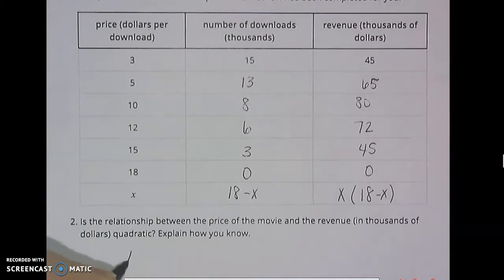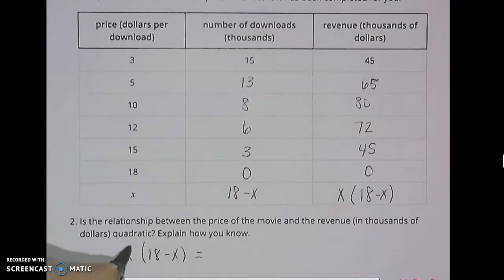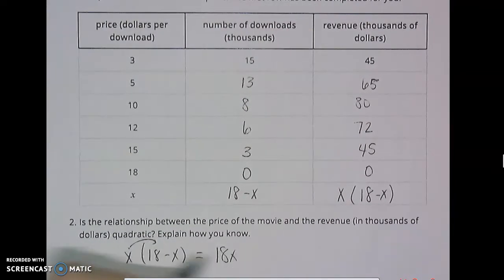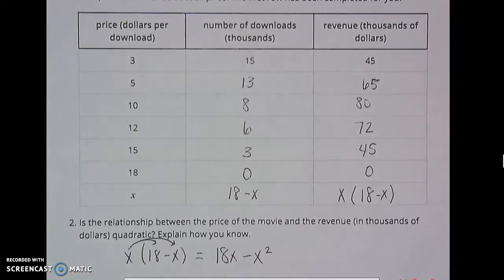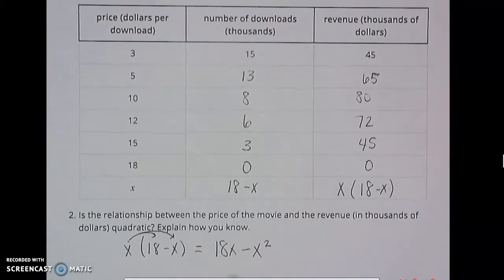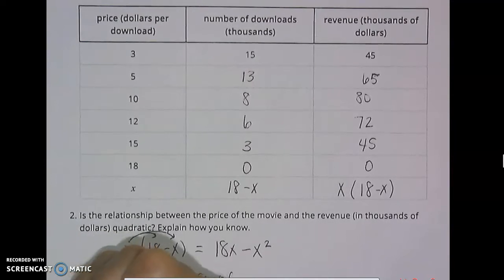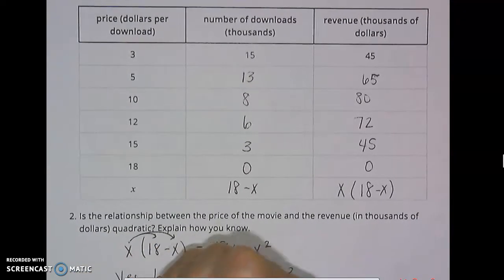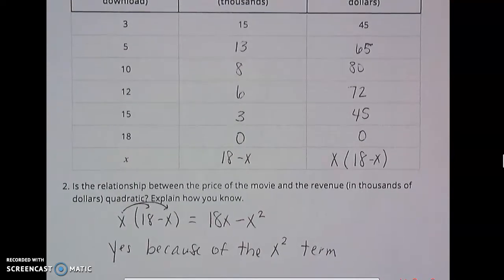Well, if we have x times 18 minus x, that's our expression here. If we distribute this in, that means we would have 18x minus x squared, right? Those two things are equivalent. If we have 18x minus x squared, is that quadratic? Yeah, it's got this exponent of 2. So yes, because of the x squared term. Okay, so this is quadratic because of the x squared term.